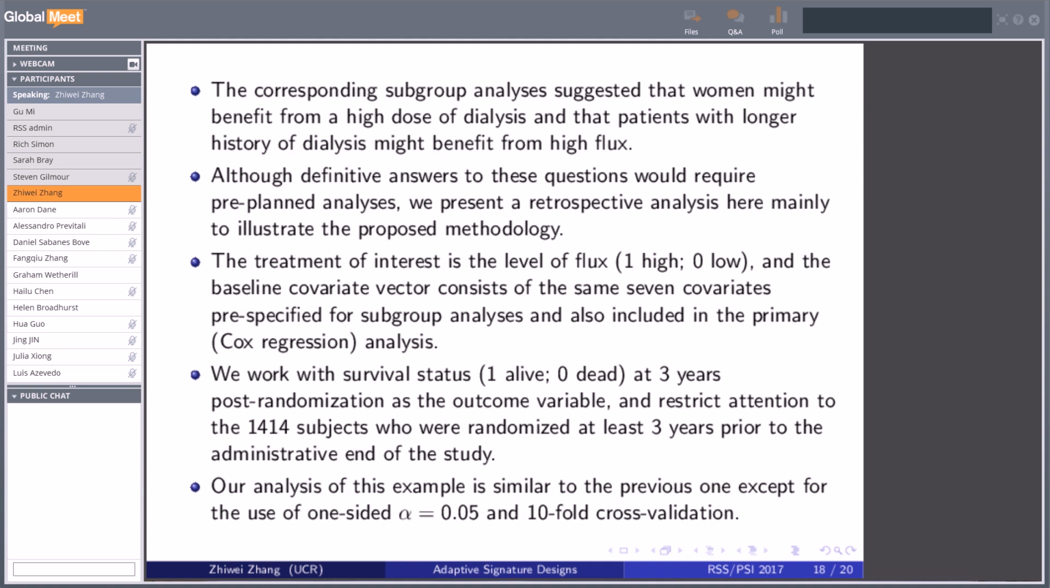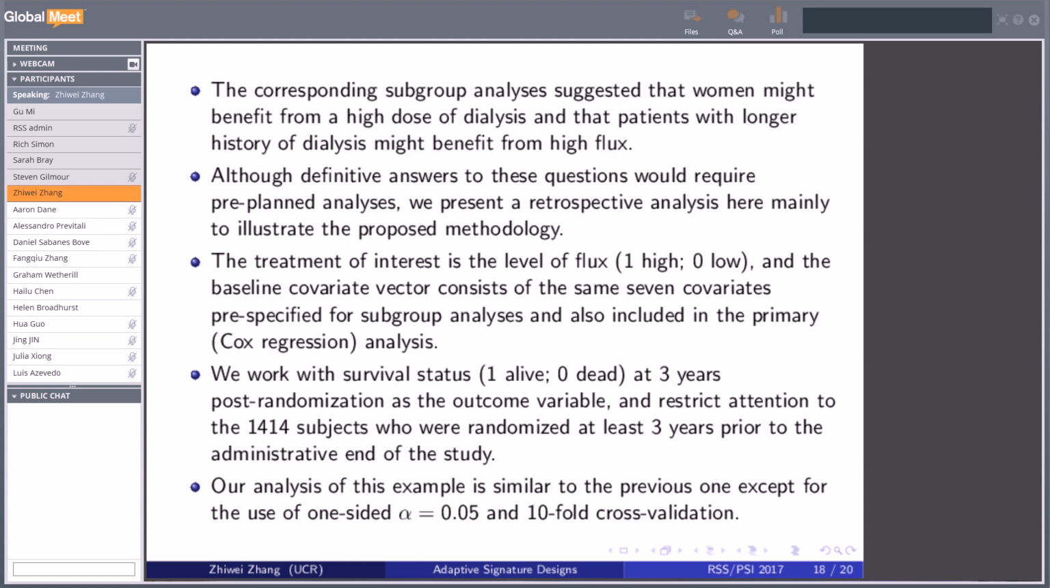Definitive answers to these questions would require a prospective analysis plan, which is impossible in this study because we can't go back in time. So here we present a retrospective analysis mainly to illustrate the proposed methodology. In this illustration, the treatment of interest is the level of flux, and the baseline covariate vector consists of the same covariates pre-specified for subgroup analysis and included in a regression analysis for the primary endpoint.